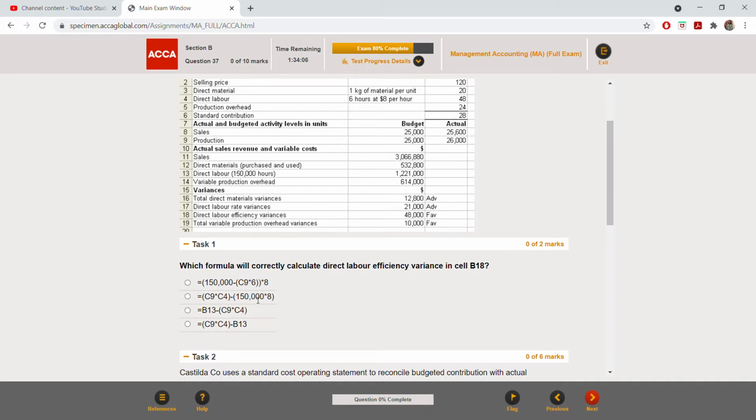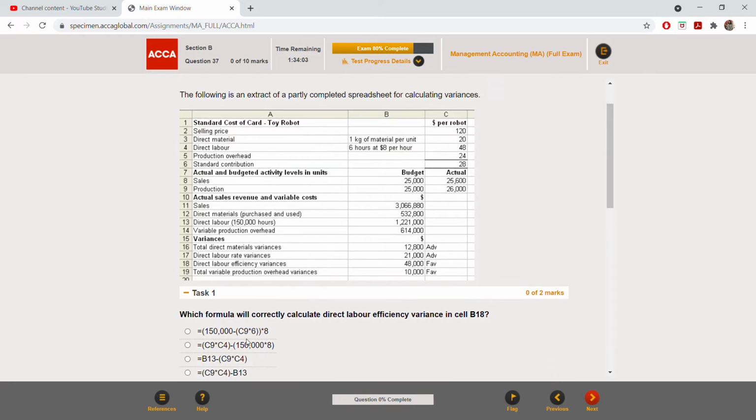Okay, 150,000 minus C9 into 6 into 8. Well, let us understand what C9 is. Okay, let us go to C9. It is production, 26,000. Okay, and what is 150,000? Let us see where this 150,000 is. Okay, 150,000 minus C9 into 6, then after that you minus it into 8. Next.